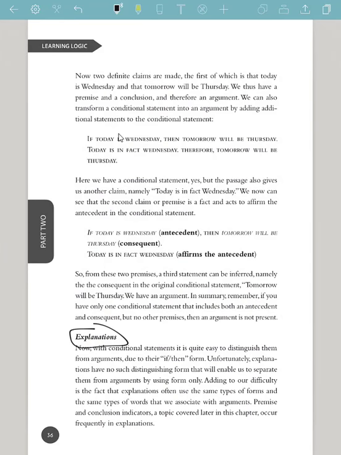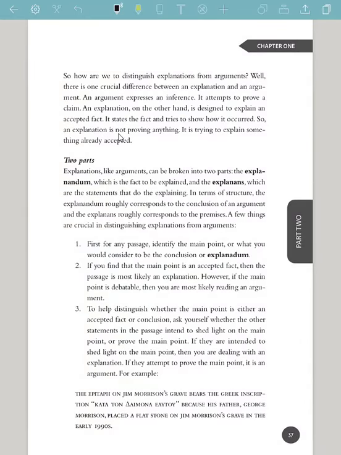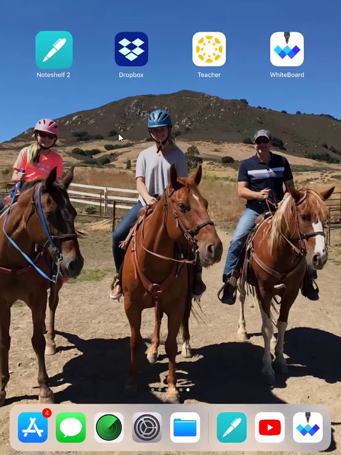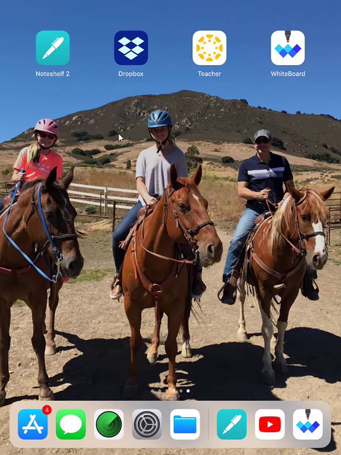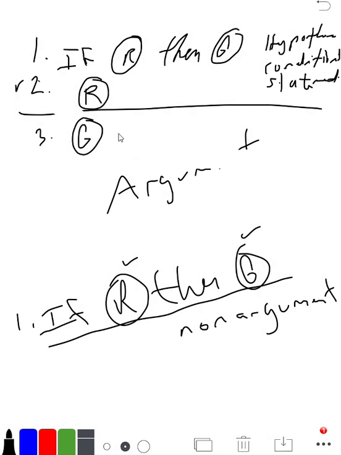Also, explanations are very important. In one part, it talks about explanandum and explanans, but it's one simple thing. When you're dealing with explanations, you're always going from, so an easy way to memorize this is to think of it like this. Let's go back here and go to the next page.